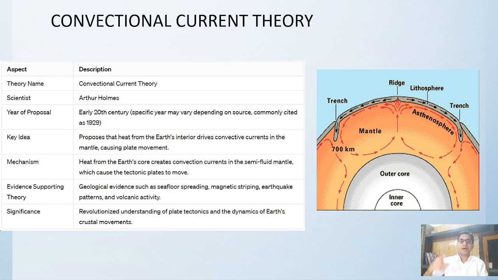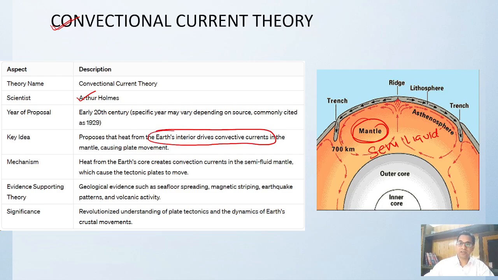Now, convectional current theory. I told you we have the mantle. The mantle is semi-liquid, right? So this convectional current theory of formation of continents and oceans was given by Arthur Holmes. It says that the earth's interior drives convection currents. Here you can see these convection currents. They rise up, they fall down, they rise up, they fall down. This is the magma.